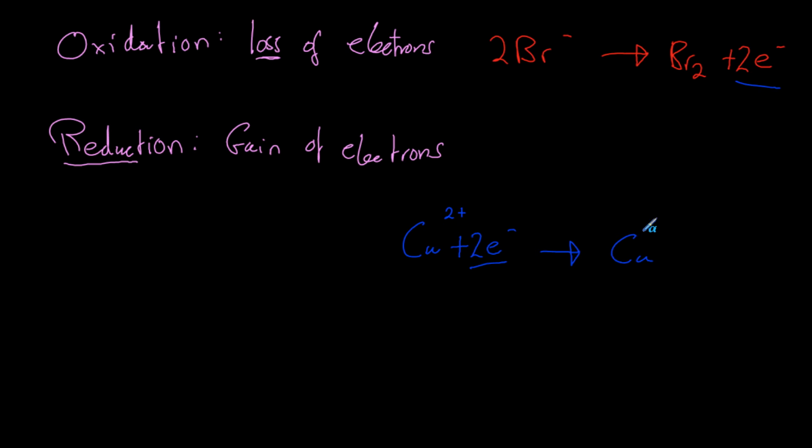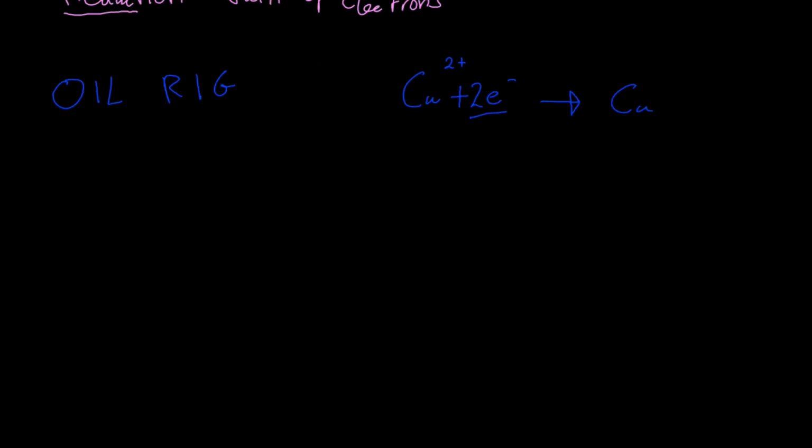Okay, one thing to mention, a handy way of remembering what oxidation and reduction are, is just remember the word OIL RIG. OIL RIG, oxidation is loss, reduction is gain. Oxidation is loss of electrons, reduction is gain of electrons. So that's just a quick way which you can remember that.